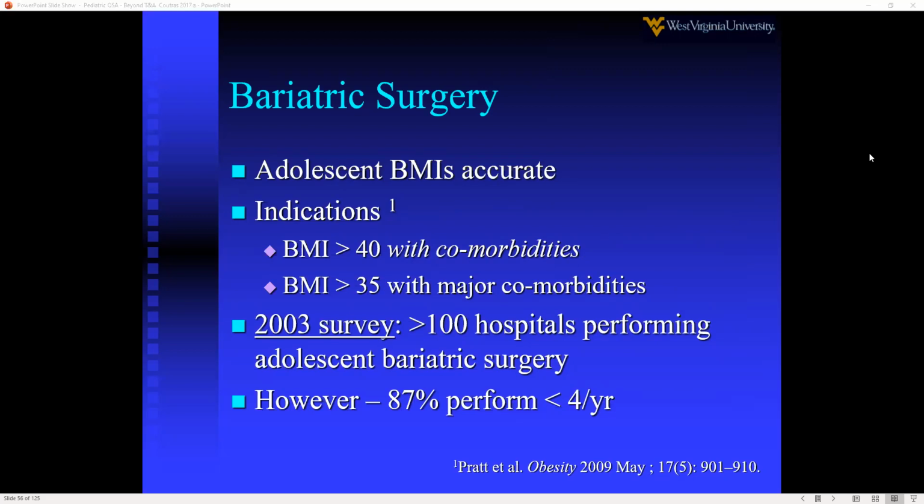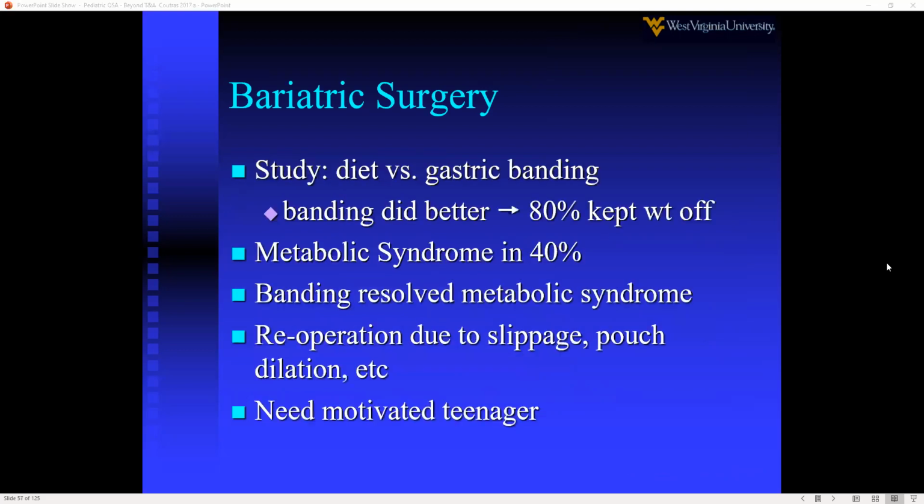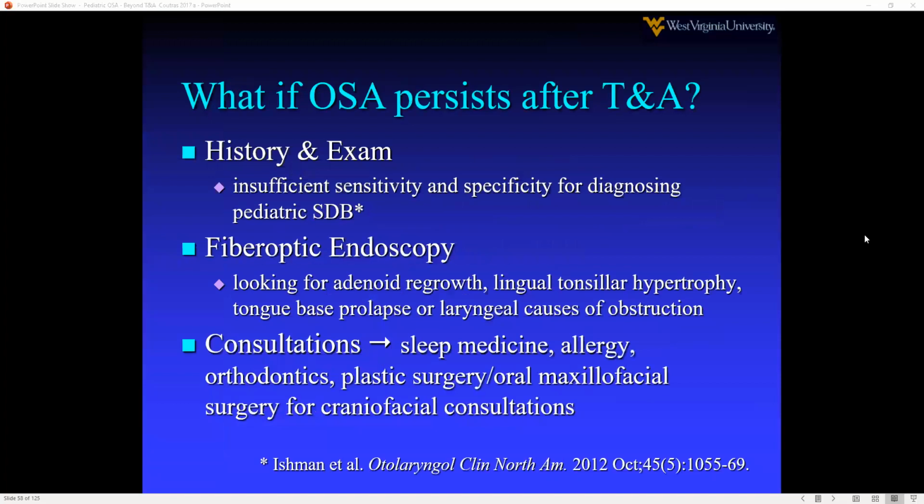And then the paper that I cited there, they looked at BMI greater than 40 with comorbidities. And I think that's supposed to be without comorbidities, or BMI 35 with major comorbidities. And then when they did gastric banding, it worked better. And metabolic syndrome was seen in 40%, and actually metabolic syndrome resolved in a large number of these. But you need a motivated kid just like an adult, because you have to change your dietary habits.